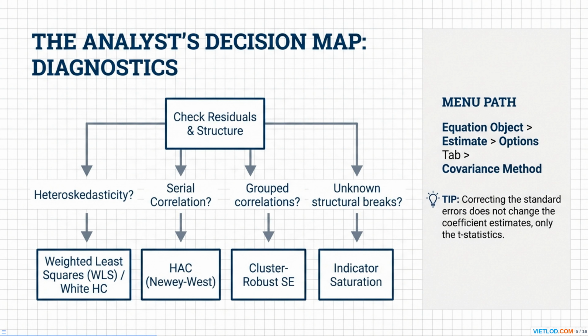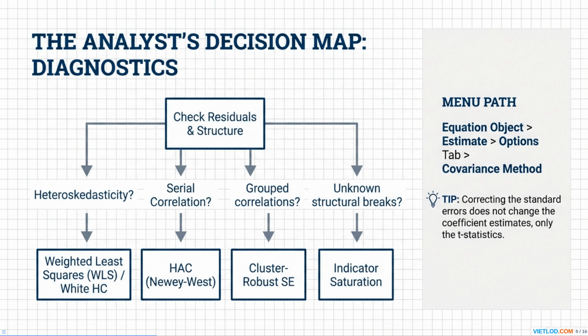Next, if we find serial correlation, where errors are correlated over time, especially common in time series data, we turn to HAC, or Newey-West, standard errors. These are robust to both heteroskedasticity and autocorrelation. If correlations are present within grouped observations, such as students within schools or firms within an industry, then cluster-robust standard errors are the appropriate choice to ensure valid inference. Finally, for unknown structural breaks, perhaps due to an unobserved policy change or economic shock, the indicator saturation method offers an automated, objective way to detect and account for these shifts.